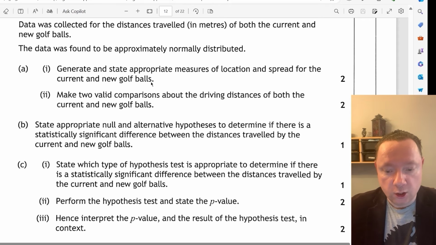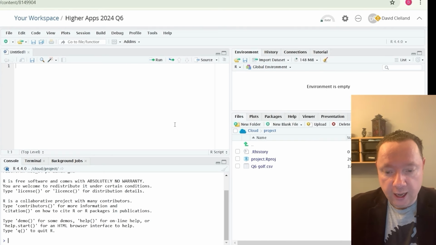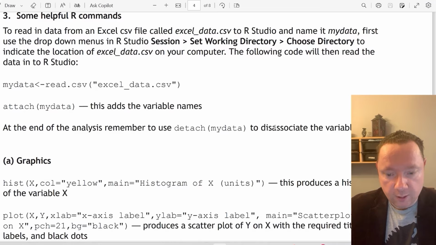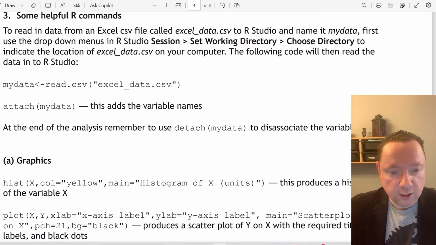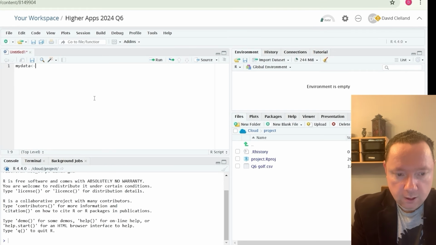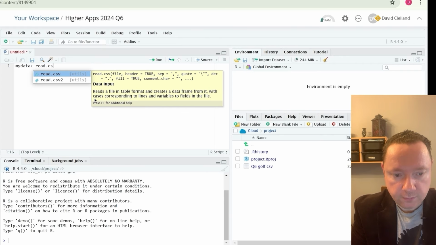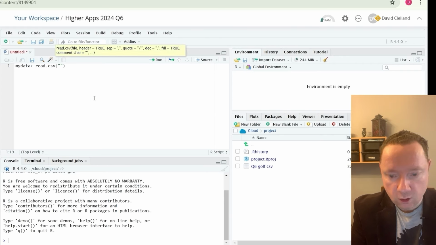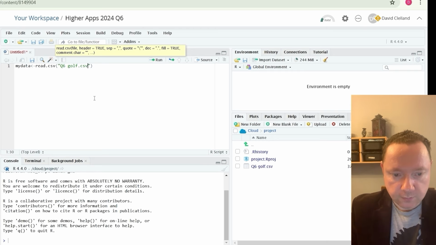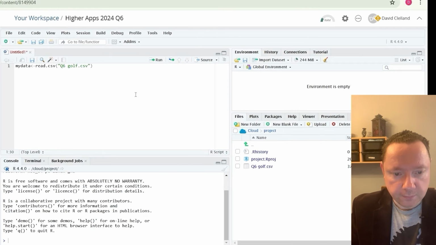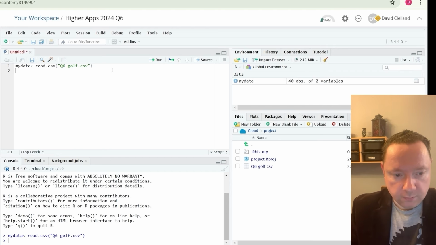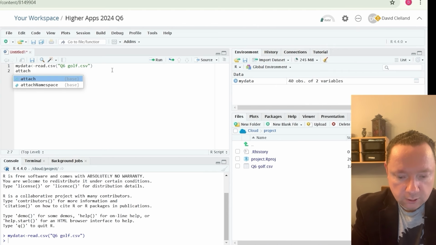Let's look up RStudio, because it's an RStudio question. So I've already loaded it in, and you're going to need the data booklet. So let's just get the data booklet ready. Okay, so there we go. So first thing we do is data booklet is my data read.csv. My data read.csv, and then it's called Q6 golf.csv. Just make sure you've done that correctly by checking my data, read.csv, yeah. Control Enter to run, and then attach my data.